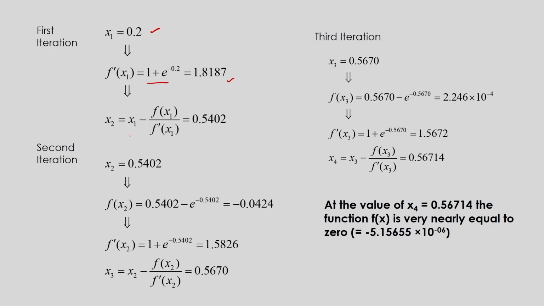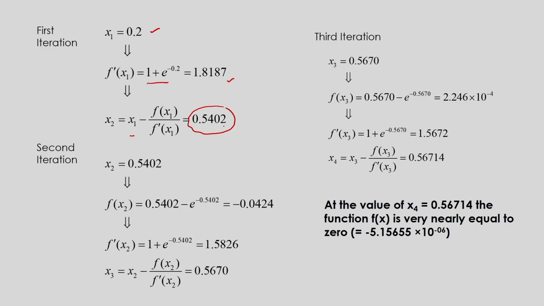So what should be the successive point of this x1? It will be x2. This x2 will come as per Newton's method. It will be x1 minus f of x1 divided by f dash x1. What is the x1 value? It is given 0.2, and f of x1 is what we get after substitution of x1 in that function. Then divide it by this f dash x, then it will finally come as 0.5402.